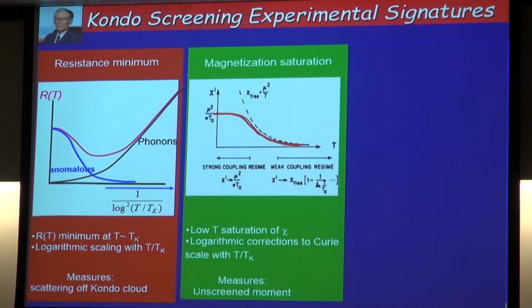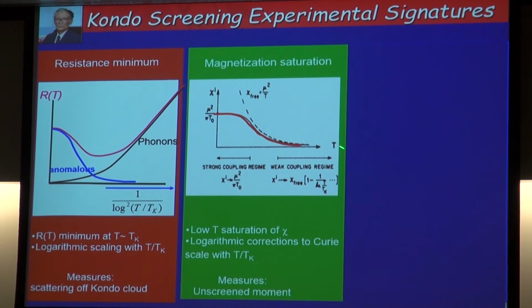The second signature is in magnetization. You start out with Curie magnetization, and when you form the Kondo state and screen your moment, the magnetization flattens out. So that's the second signature: flattening of the Curie curve of magnetization at low temperatures. Again, you have scaling with T over Tk, and a logarithmic correction to the Curie temperature. There's a whole slew of phenomena.